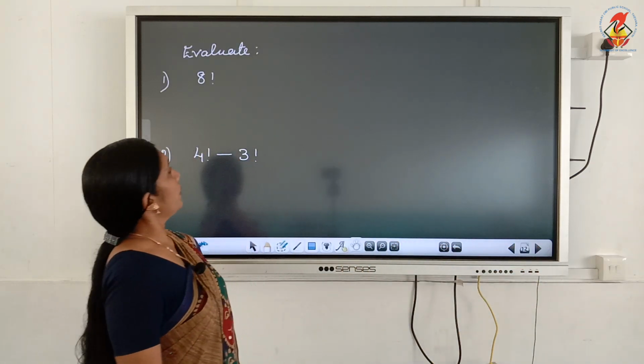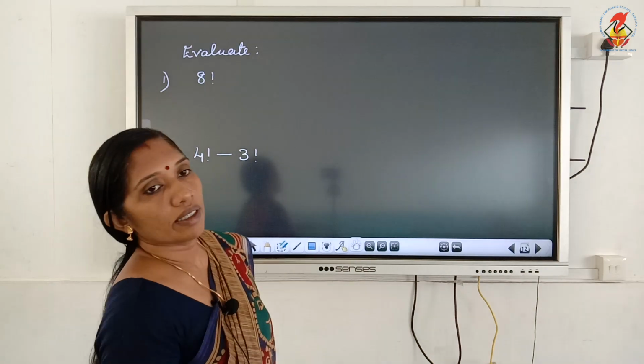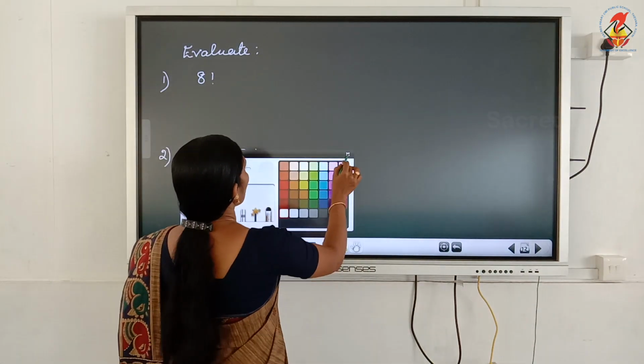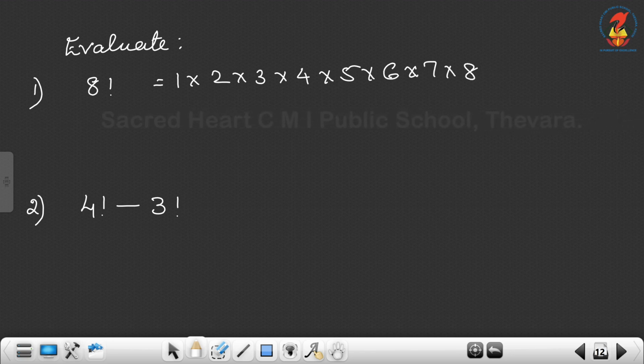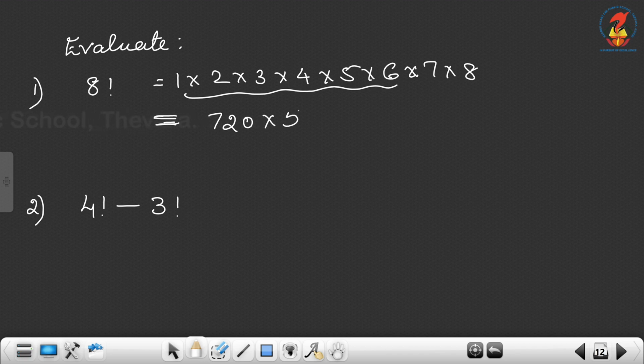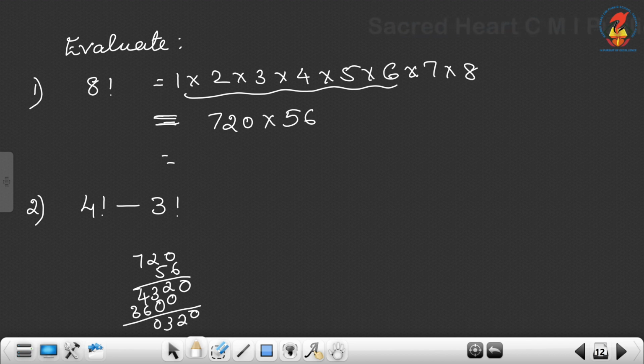Now, questions. Evaluate 8 factorial. So, you just have to calculate what is 8 factorial. 8 factorial is 1 into 2 into 3 into 4 into 5 into 6 into 7 into 8. Up to 6, 6 factorial is 720, isn't it? 720 into 7 into 8, 56. And you multiply, what is 720 into 56? 40320.